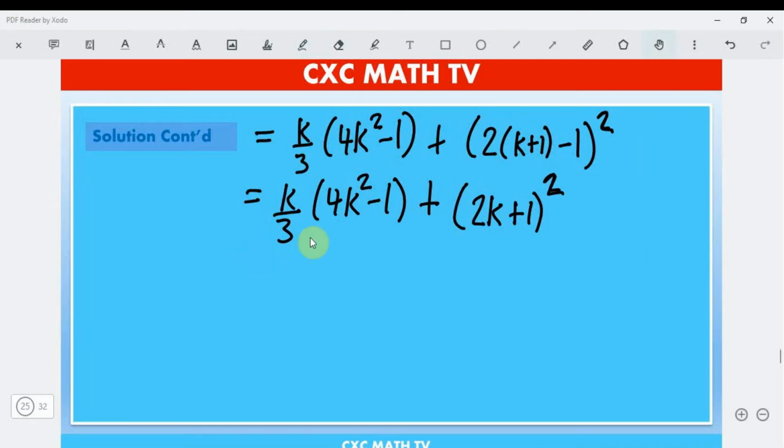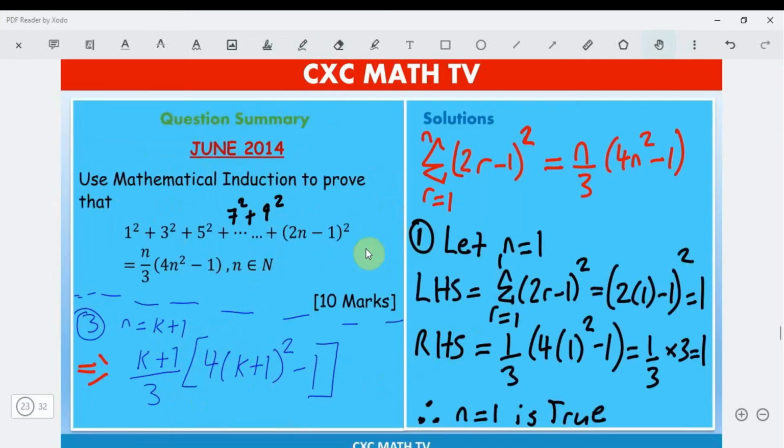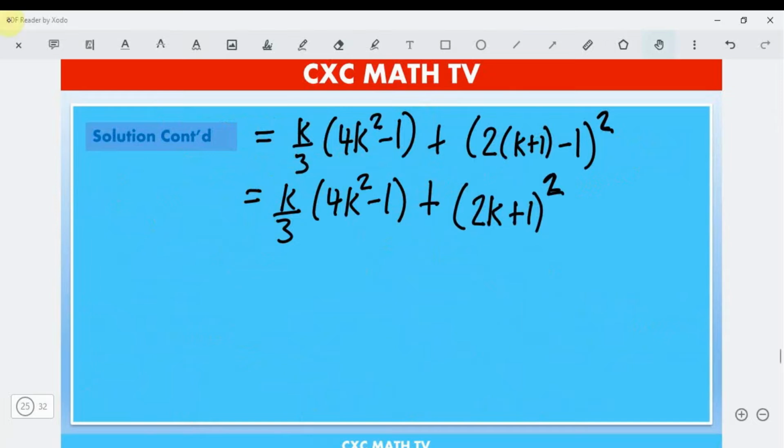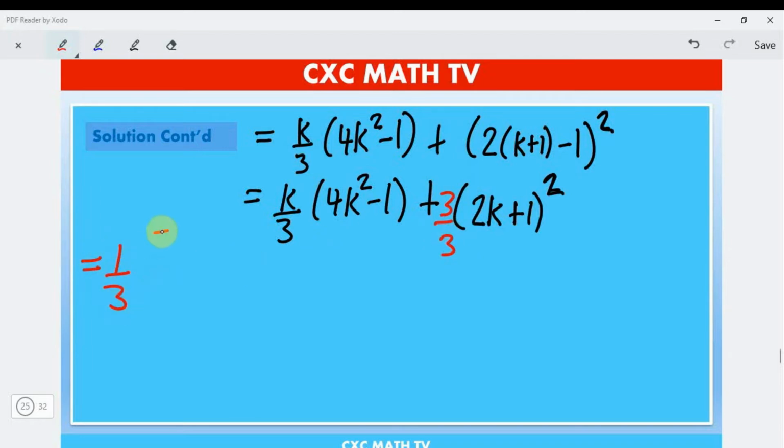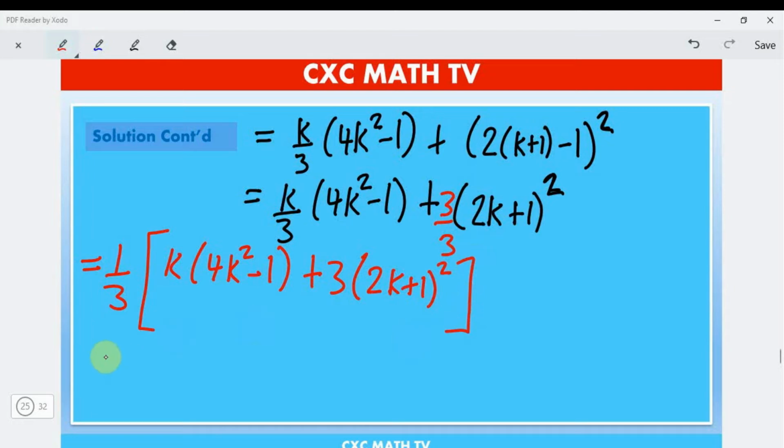Remember, we need to simplify this in order to get it to be equal to this down here. So the first thing we need to do is factor out k plus 1. In order to do that, we're going to put a 3 over 3 here, because the first thing we want to do is factor out 1 over 3. Factoring out 1 over 3, we would have k times 4k squared minus 1, and then plus 3 times in bracket 2k plus 1 all squared. So now we need to expand that.